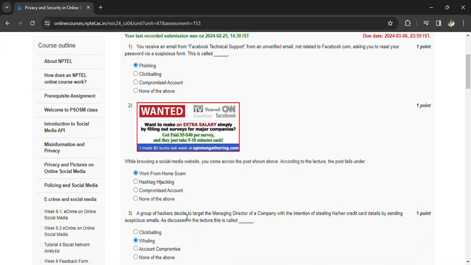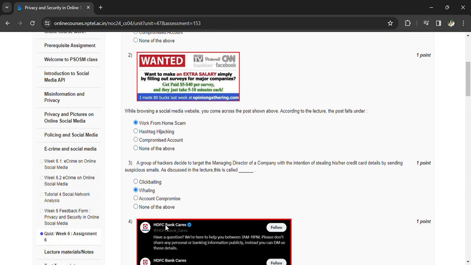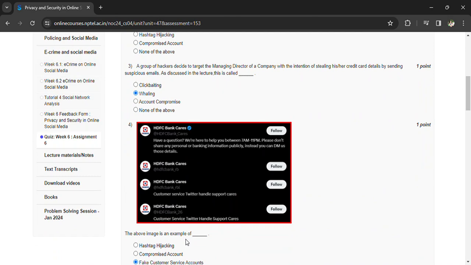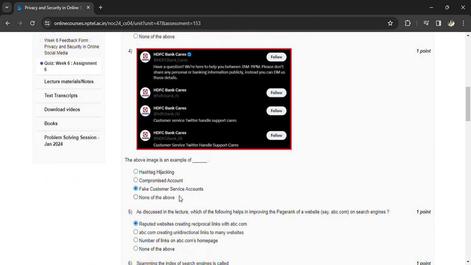A group of hackers decided to target the managing director of a company with the intention of stealing his or her credit card details by sending suspicious emails. This is known as vishing. And we have the HDFC case. And the above image is an example of fake customer services.